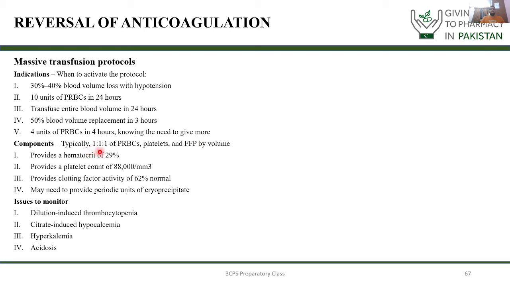There are various components: packed blood cells, platelets, and fresh frozen plasma at a ratio of 1 to 1. They provide a hematocrit value of 29%, platelets of 88,000, clotting factor activity of 62% of normal, and may need a periodic unit of cryoprecipitate sometimes in this massive transfusion protocol. There are different issues with it: thrombocytopenia, hypocalcemia, hyperkalemia, and acidosis. We also have to consider these things while using the massive transfusion protocol.